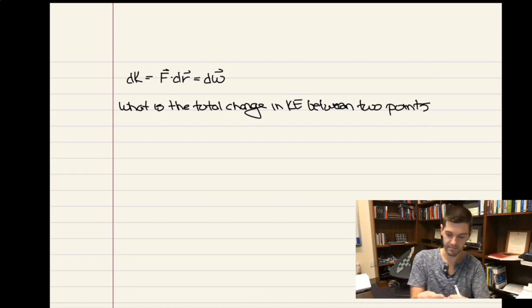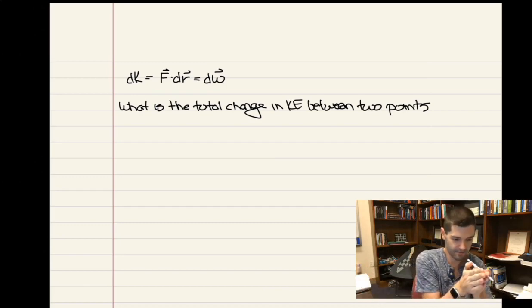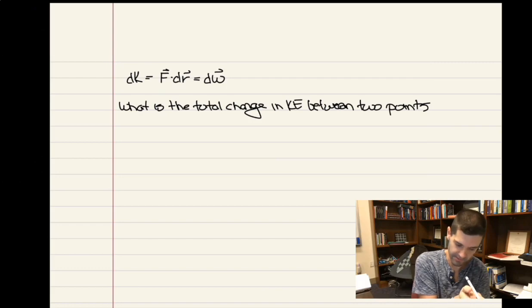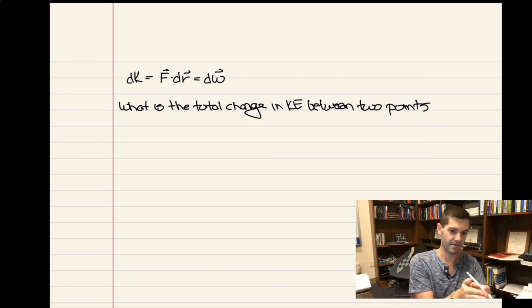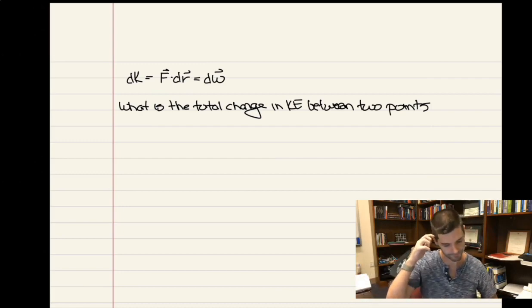And these 2 points might be widely separated in position. I'm not just talking about t equals 0 and then t equals 1 picosecond. I might be talking about a starting point over here and an end point that's across the room. If I'm applying a force the entire time, I might be interested to know how the velocity or the kinetic energy overall changes.